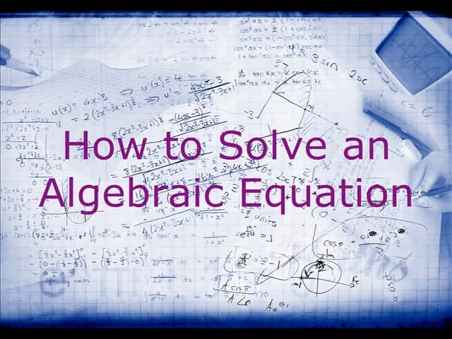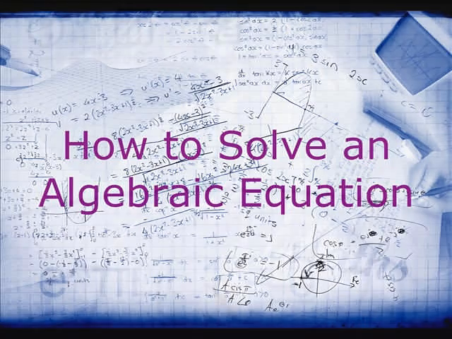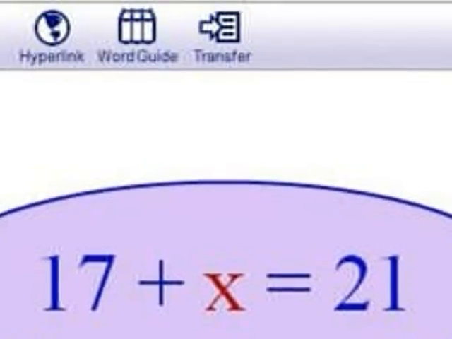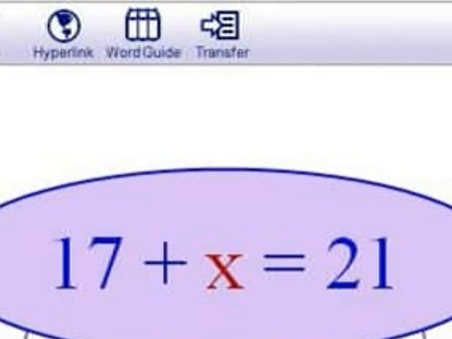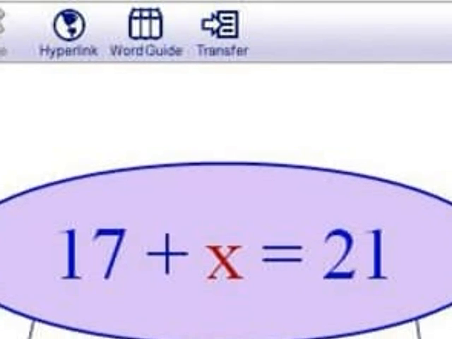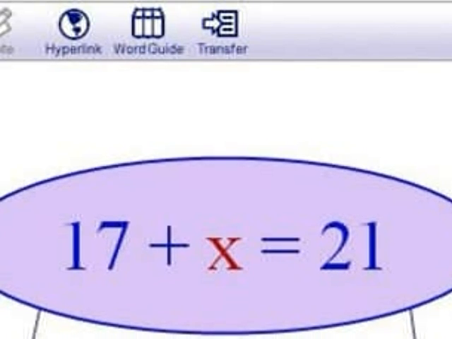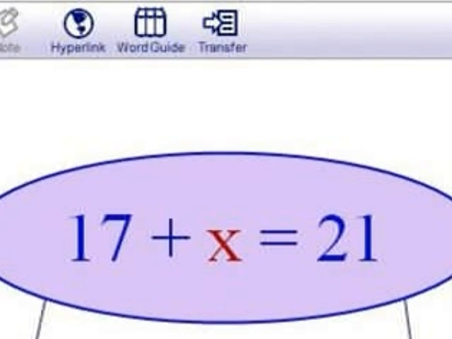Today's lesson will introduce the skills needed to solve basic algebraic equations or expressions. Here is a simple algebraic equation. 17 plus x equals 21. The whole objective of solving equations is to figure out the missing number. The x stands in for the missing number, which is also called a variable.